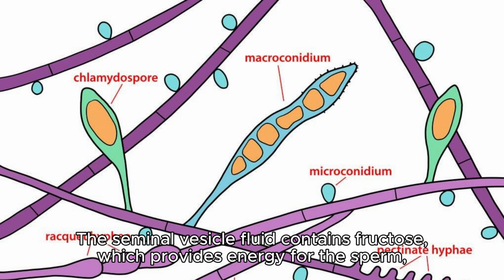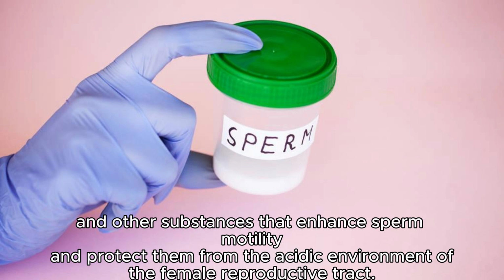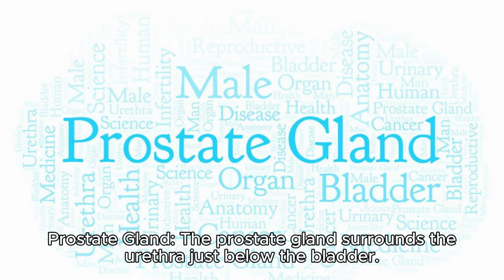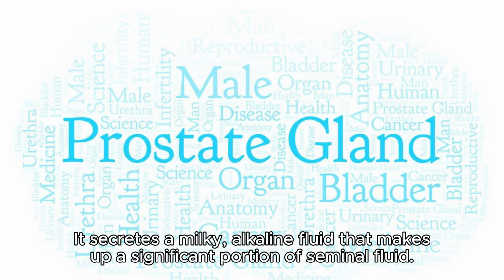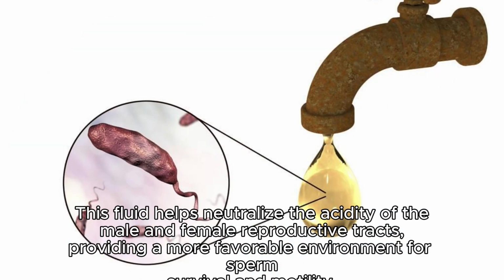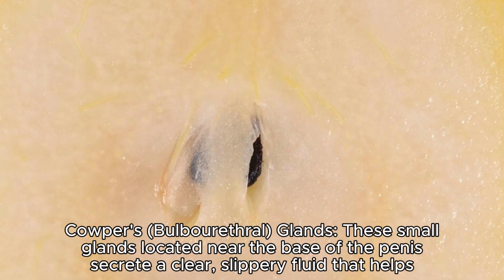The seminal vesicle fluid contains fructose, which provides energy for the sperm, and other substances that enhance sperm motility and protect them from the acidic environment of the female reproductive tract. Prostate gland. The prostate gland surrounds the urethra just below the bladder. It secretes a milky, alkaline fluid that makes up a significant portion of seminal fluid. This fluid helps neutralize the acidity of the male and female reproductive tracts, providing a more favorable environment for sperm survival and motility.